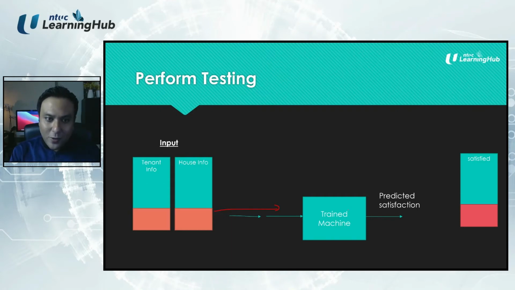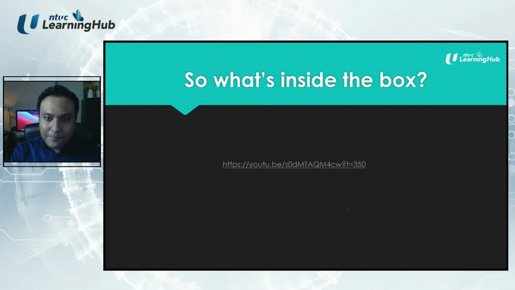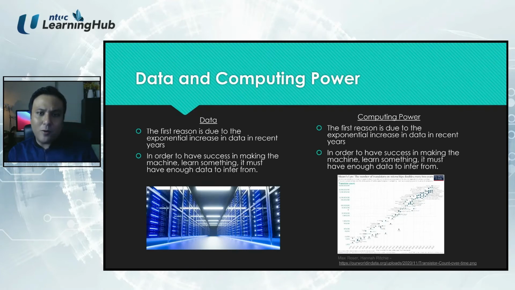So now that you know what machine learning is, let me talk to you about why now. A lot of you might be wondering, why is it that AI is very big now and not in the past? So there are 2 reasons for this. One is data, and the other reason is computational power.